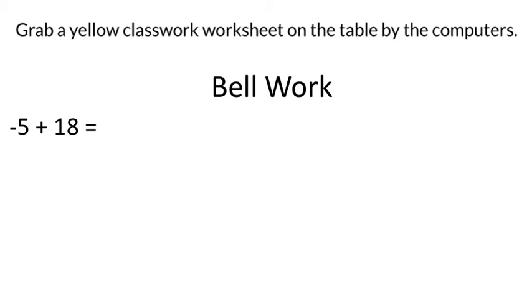Negative 5 plus 18. This is just like a problem that we saw in the last lesson. I mean, before we took that screening test, but negative 5 plus 18. So, remember, the first thing when we do addition with negatives like this is to figure out the sign of the answer first. Now, the 5 is negative, the 18 though is positive.